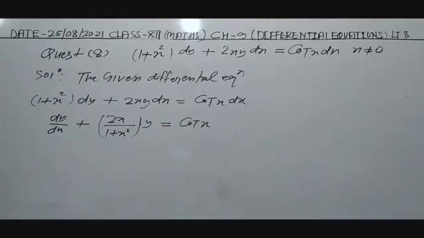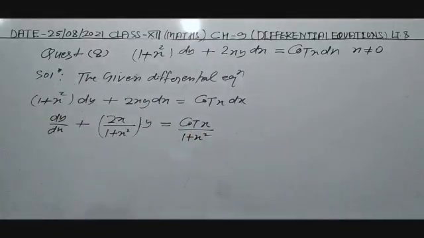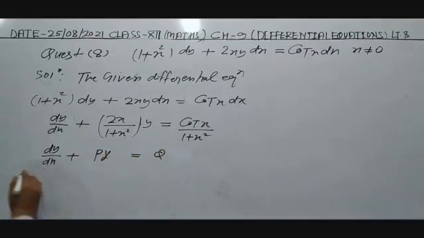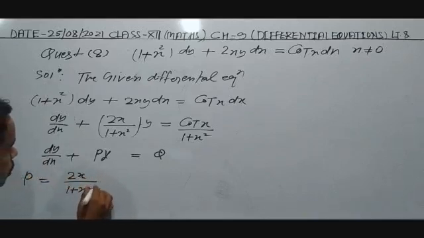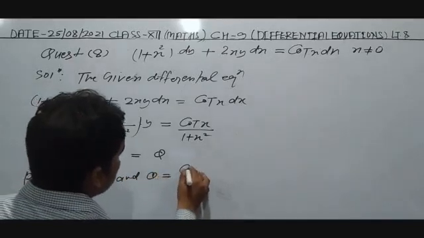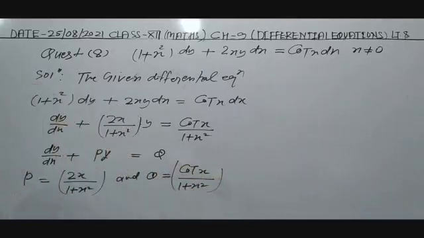So this is the format of dy by dx plus py is equal to q. When you compare with the general form, you will get p is equal to 2x upon 1 plus x square and q is equal to cot x upon 1 plus x square. So this is the value of q and this is p.